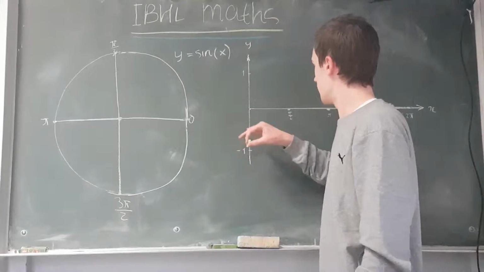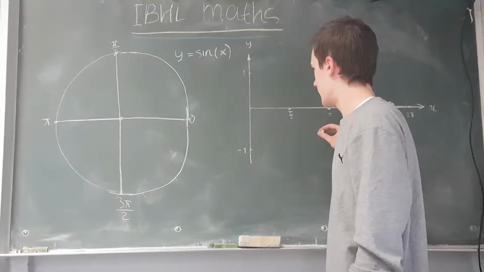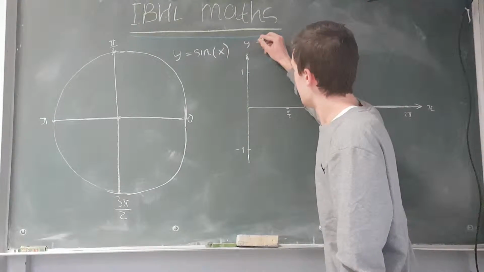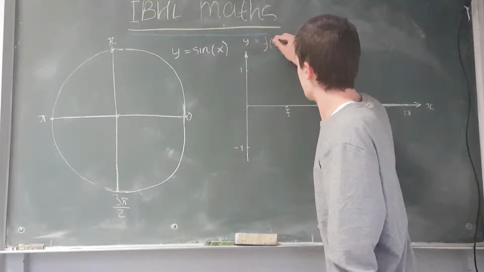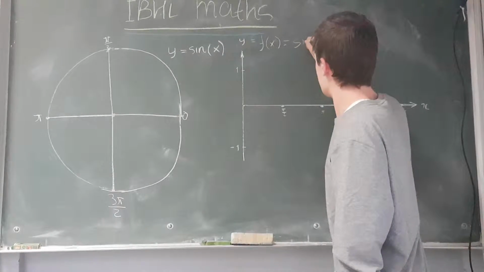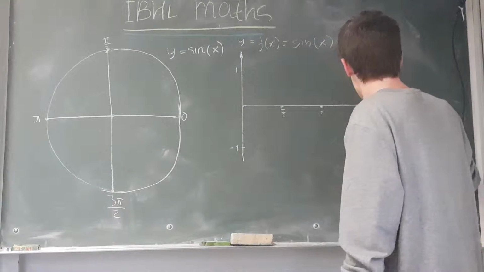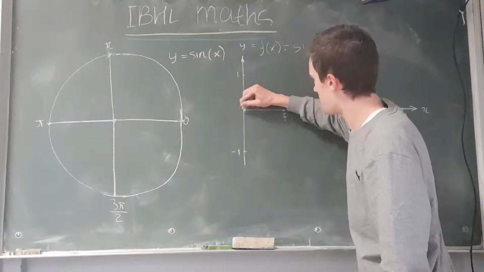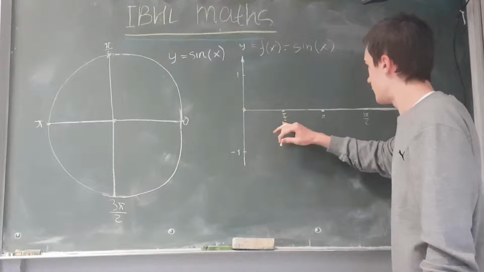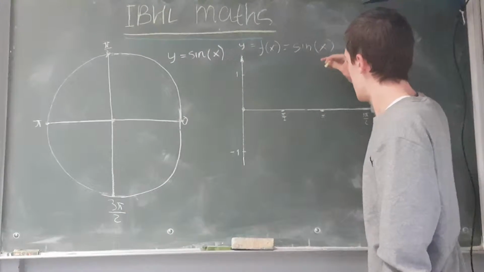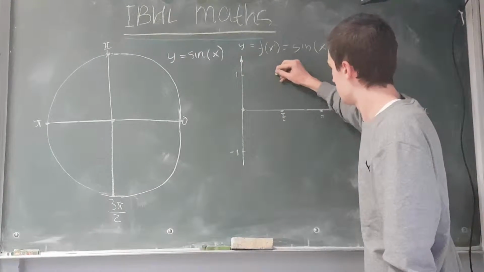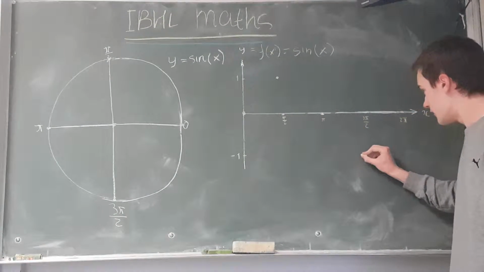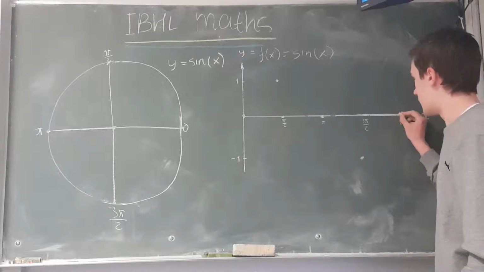So basically when x equals 0, the y also equals 0, because y is basically f of x, or sine of x. So when x equals 0, the sine of x is also 0. That's our first point. When x is pi over 2, the sine of pi over 2 is of course 1, then it's again 0, then it's minus 1, and then it's again 0.